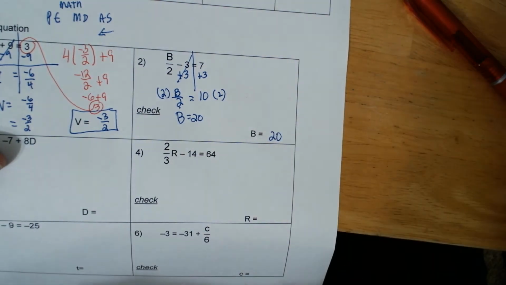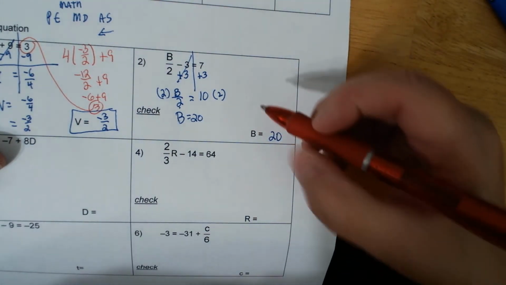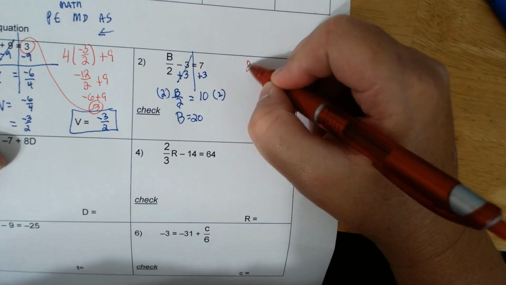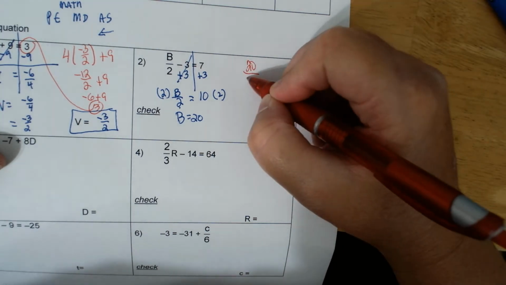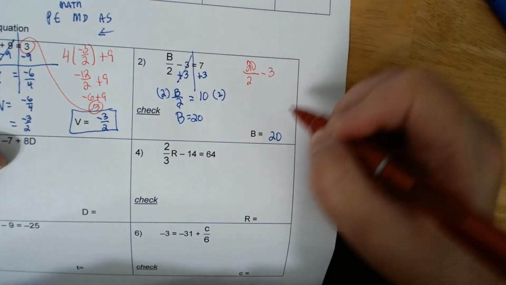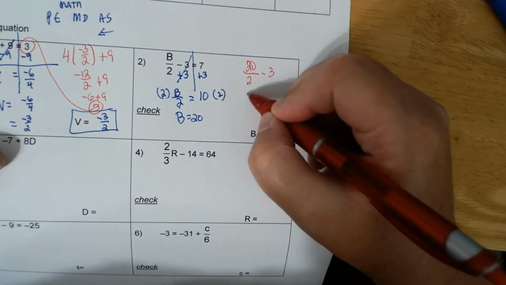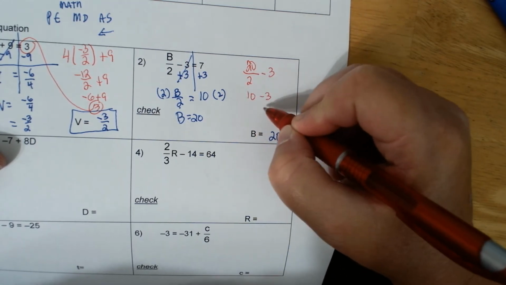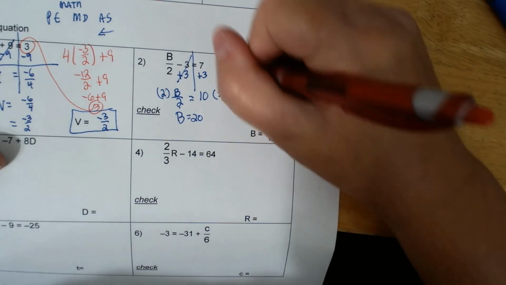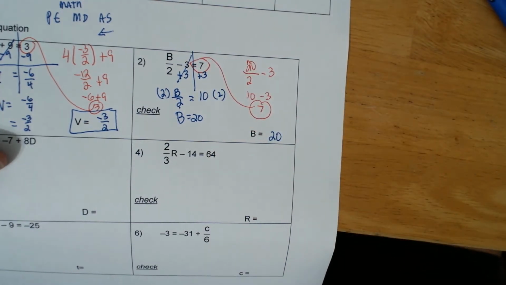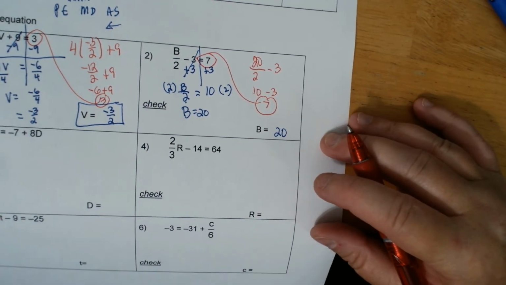So b equals 20. I'm going to check, which means I'm going to put 20 where the b is. 20 divided by 2 minus 3. 20 divided by 2 is 10. 10 minus 3 is 7. And that 7 matches that 7, so I know that I solved my equation correctly.